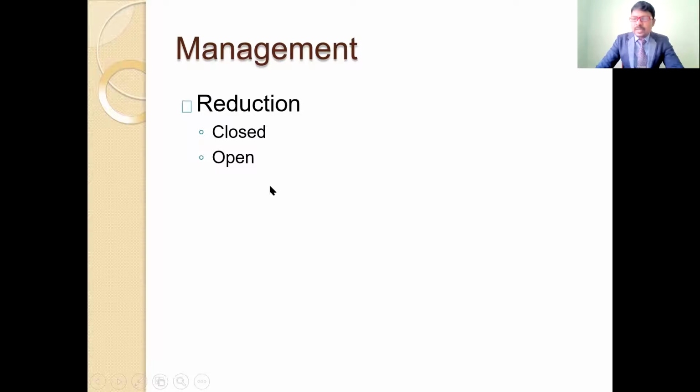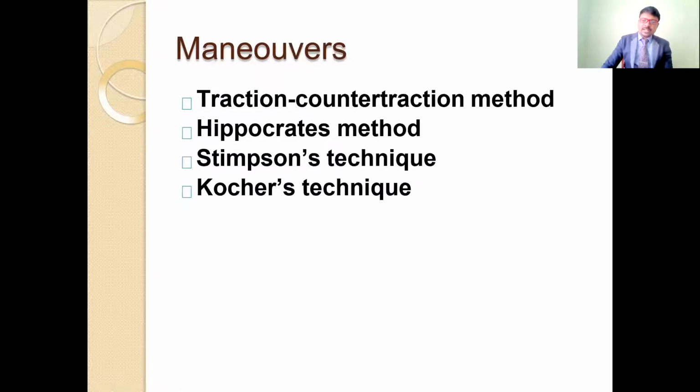So the management is going to be of 2 types. The first one is closed reduction, and also open reduction. Closed reduction techniques are the traction, counter traction method, Hippocrates method, and Stimson's method. Next one is Kocher's technique. These are the shoulder dislocation reduction maneuvers, the closed reductions.